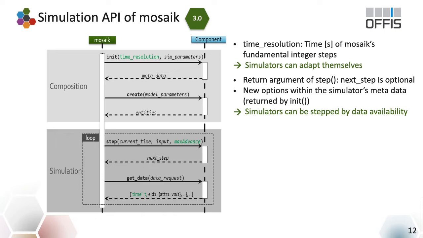Which means that you are able to adapt the execution sequence of the simulators only by yourself. So whenever you see that this simulator needs to be stepped more often, or it can make a pause for a longer duration, it was possible with Mosaik 2, but you could only use internal information for this, only within the simulator. And with Mosaik 3, and this is sort of the big DES, discrete event simulation feature of Mosaik 3, you don't need to report back this next step. And then your simulator can be triggered by the availability of data, which is defined by other simulators.